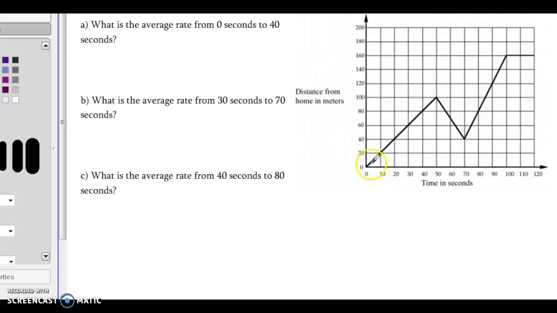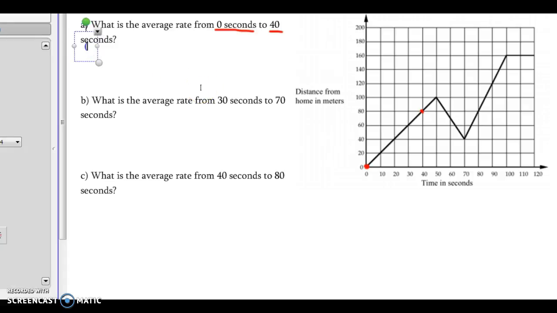In order to find average rate, the first thing you're going to do is identify the 2 ordered pairs that the graph is talking about. So for example, this one says 0 seconds. At 0 seconds, we're at 0, 0. At 40 seconds, we're at 40, 80. So we have our 2 ordered pairs. We're going to write down those ordered pairs. So we have 0, 0 and 40, 80.